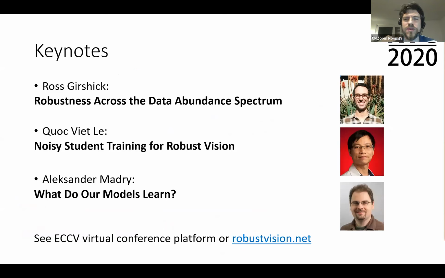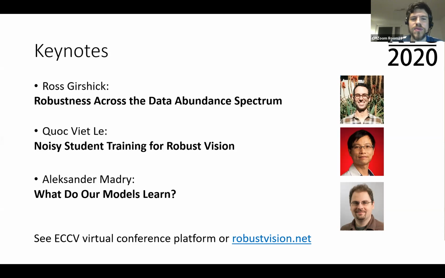Also, a reminder, we have 3 keynotes. One from Ross Girshick about robustness across the data abundance spectrum, one from Quoc Le about noisy student training on robust vision, and one from Aleksander Madry, what do our models learn? They can all be found on the ECCV virtual conference platform and in a few hours or in a few days on the Robust Vision website.